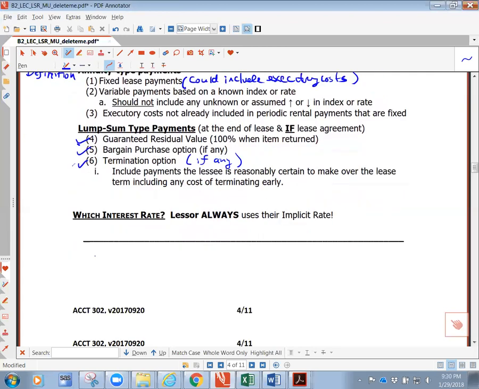And then finally, as I said before, which interest rate are you going to use in calculating this present value? The lessor always uses the implicit rate. So there's really no choice. You just have to find that rate. So that's just a general overview of the present value problem that you create to find out how to capitalize the lease receivable. We'll step more into actual numbers in another video.